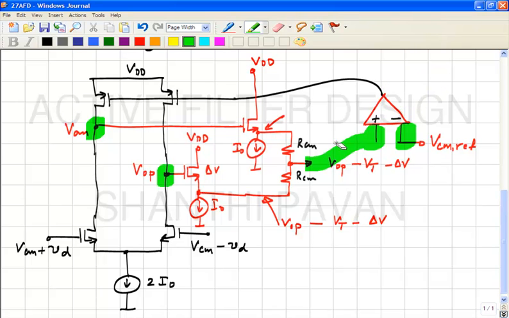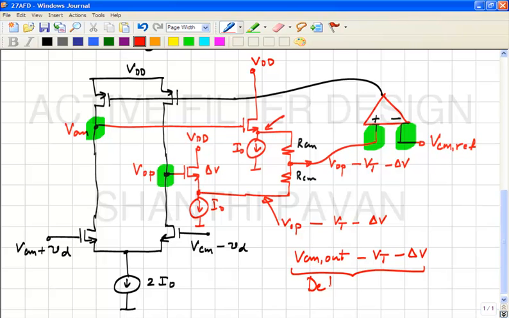So if the negative feedback loop is functioning properly, then the positive and negative terminals of this error amplifier must have the same potential, which means that the VCM of the output nodes of the transconductor minus Vt minus delta V will be what does this represent? This is the detected common mode. Correct? And this must be equal to VCM ref.